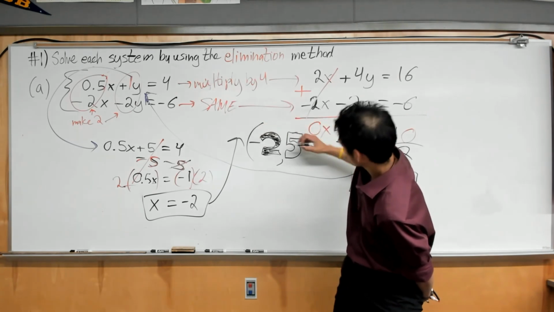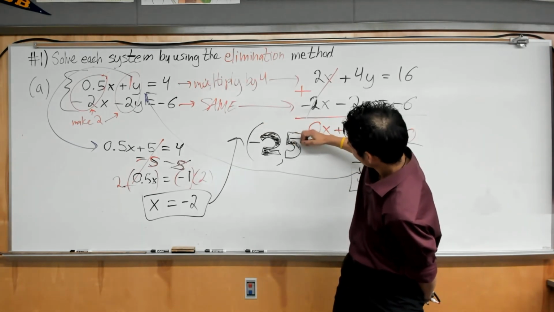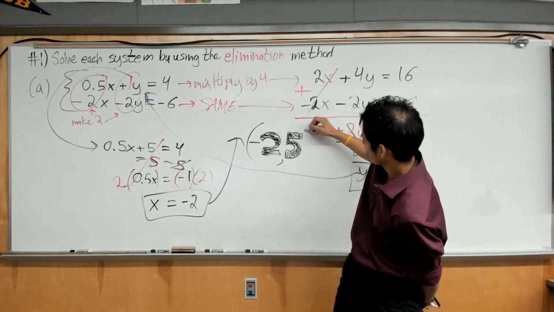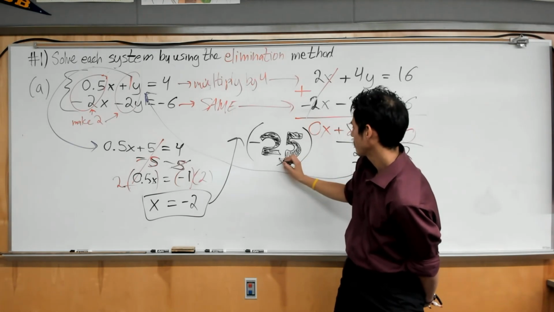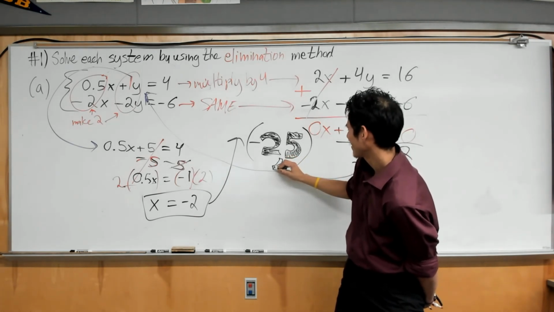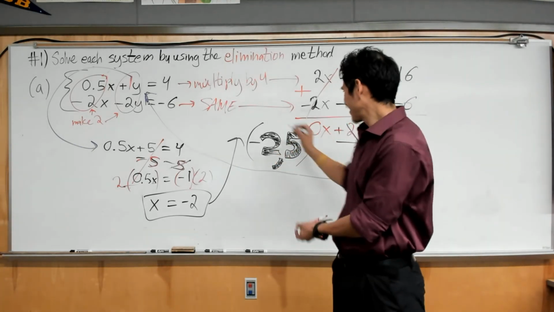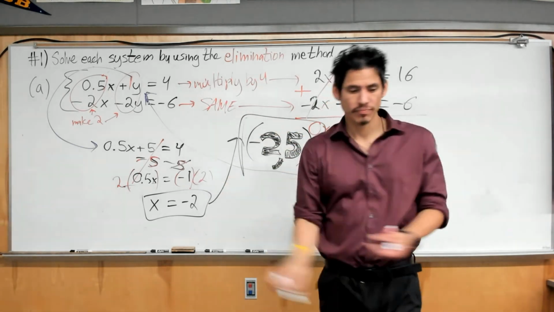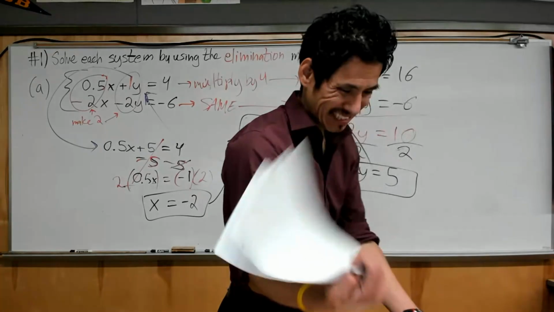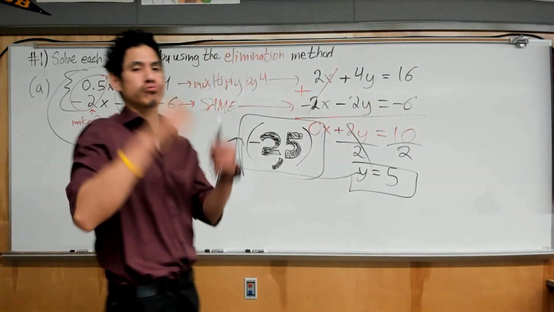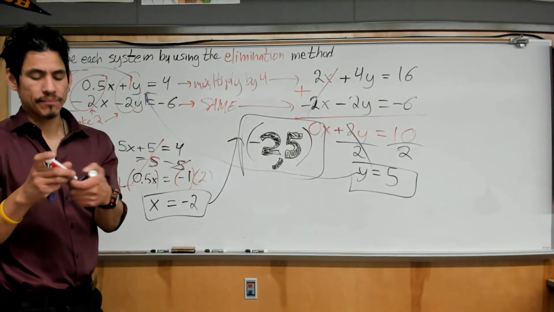Is that like actually good? So the answer is negative 2, comma 5. Is that correct? Yes, it is. Success. All right.